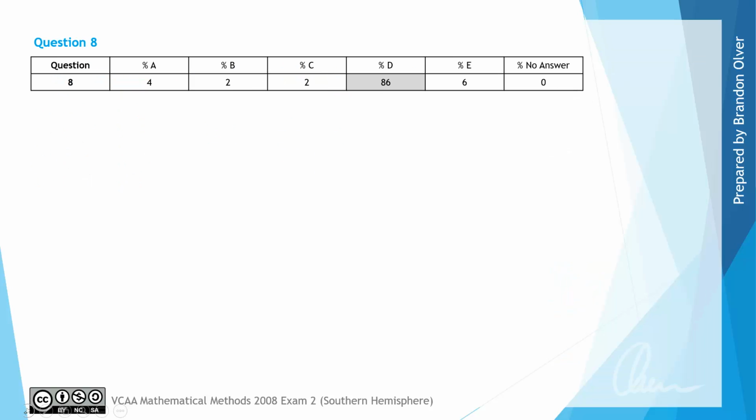From the examiner's report, we can see that this question was really well done, with 86% of students getting this question correct.